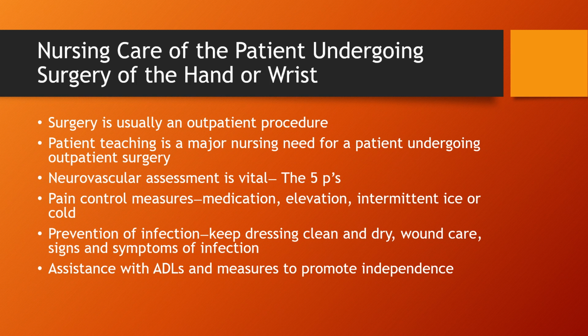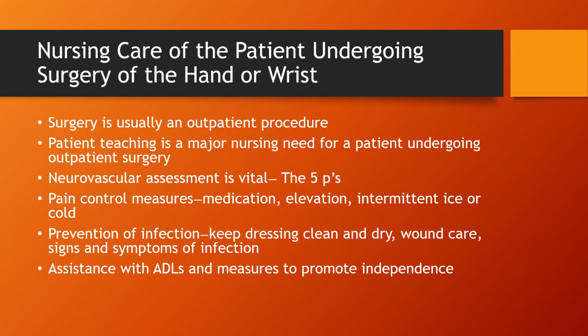The nursing care of the patient undergoing surgery of the hand or wrist. Surgery is usually done as an outpatient procedure, so you're going to be sending them home and you're going to be giving them instructions on how to care for themselves and what to report. Patient teaching is a major nursing need for these patients. Before you discharge them, you're going to be doing very thorough and frequent neurovascular assessments. It's vital, the 5 Ps or the CMSs. Are they having any evidence of compromise of circulation or neurological issues?